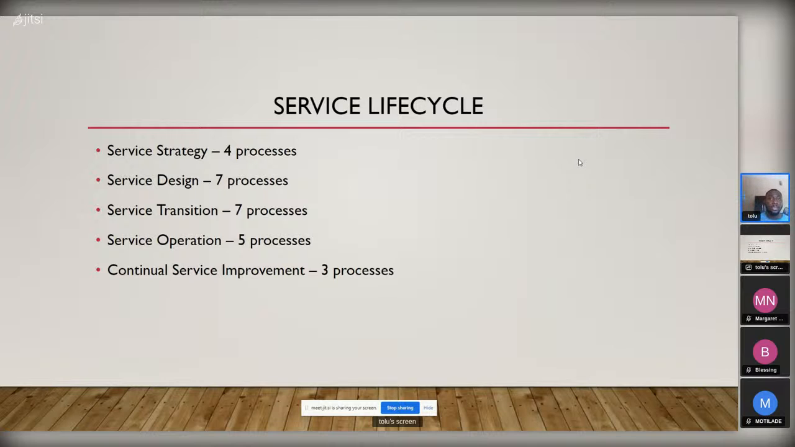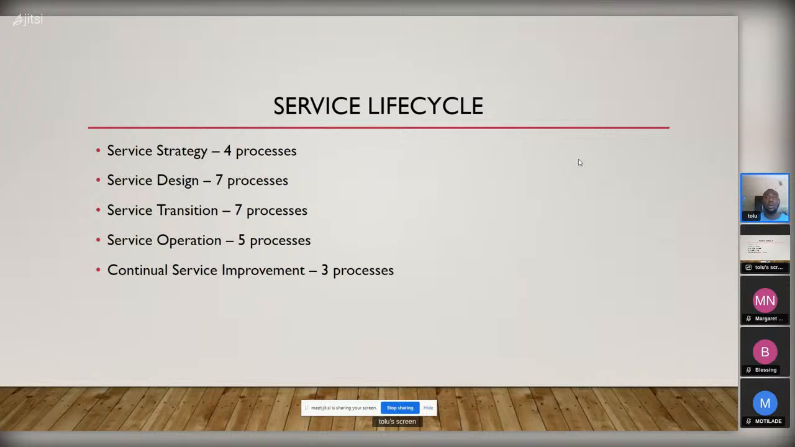And in the transition stage, you're just checking that, okay, I have this service already. I want to see how it will do if I put it out to the public to use, and I want to see how well it will do.